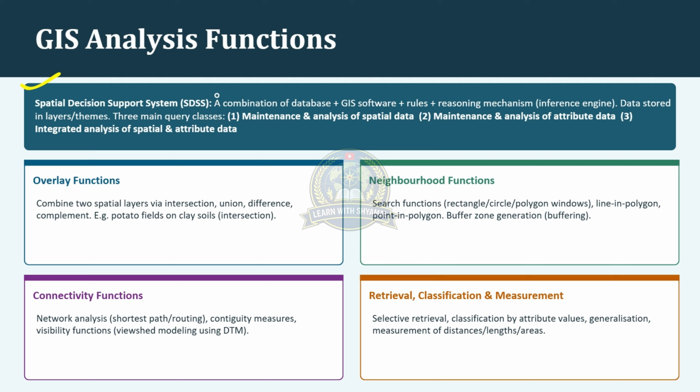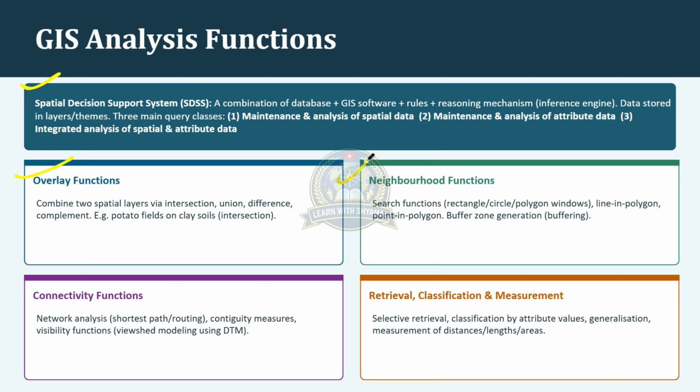Three main query classes: maintenance and analysis of spatial data, maintenance and analysis of attribute data, and integrated analysis of spatial and attribute data. Overlay functions: combine 2 spatial layers through intersection, union, difference, complement. Example: potato fields on clay soils, intersection.